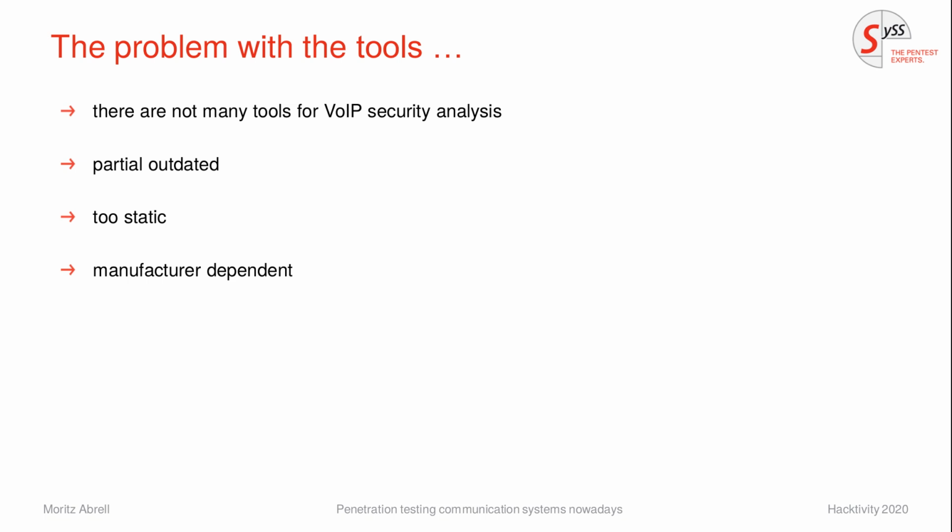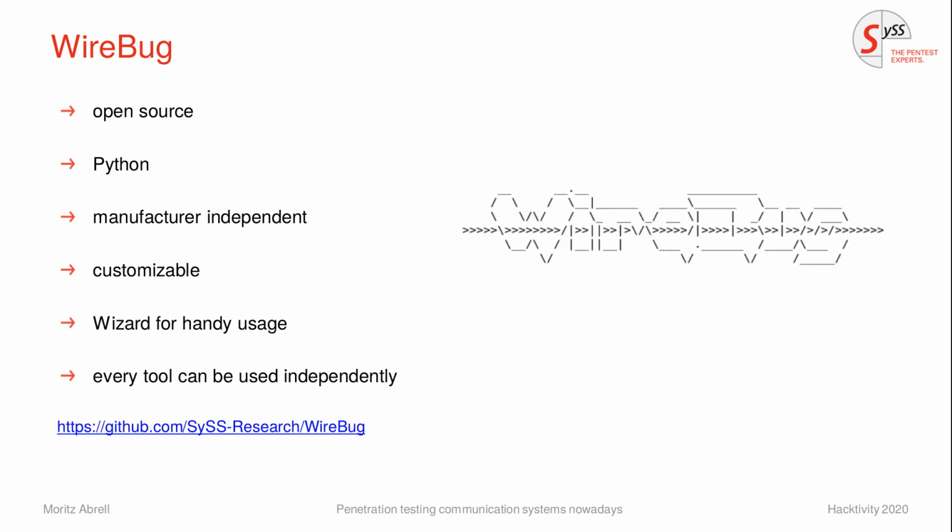So based on this problem, I developed my own toolset, which is called WireBug. It is open source and it's written in Python. The advantages of this open source project are that it is manufacturer independent, customizable, and it comes with a wizard to keep the usage simple. Because everybody knows these long and complex terminal commands. But if you like these, you can use every tool independently from the command line.